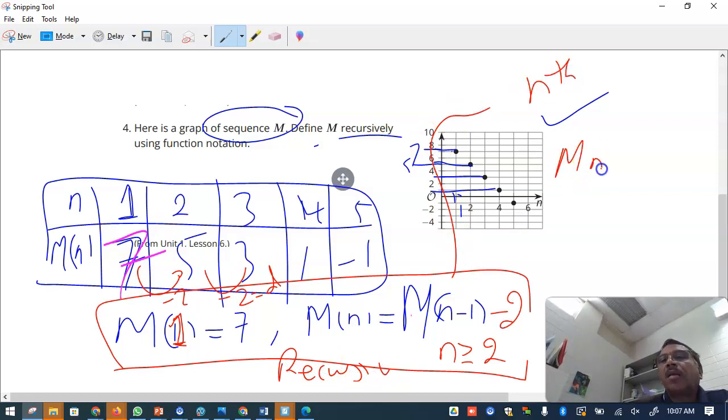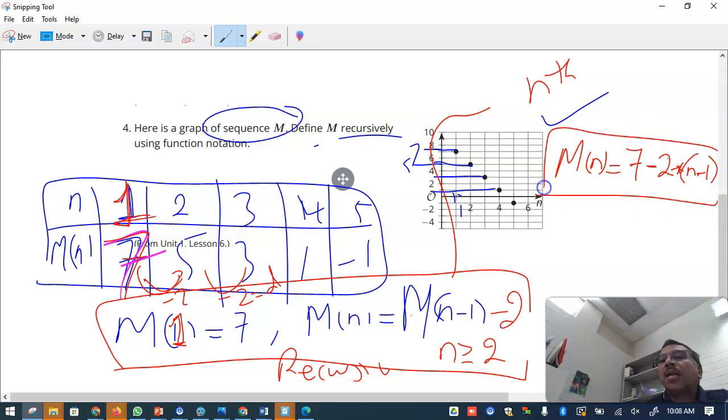You can say m of n is, so the beginning starts with 7 and every time you take away 2. Start with 7 plus minus 2 is the growth factor, and then multiply by what you put inside, n minus 1. Now why is it n minus 1? Because your sequence starts with 1, so that's why we write it this way and say n greater than or equal to 1. So this is the end.